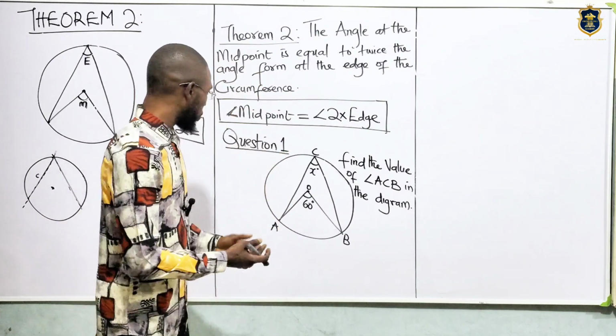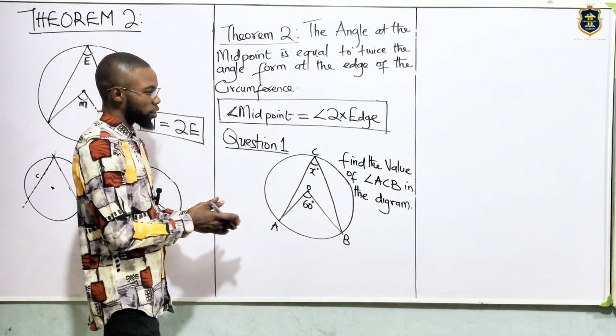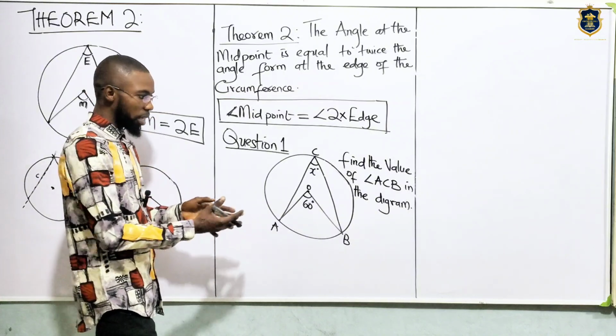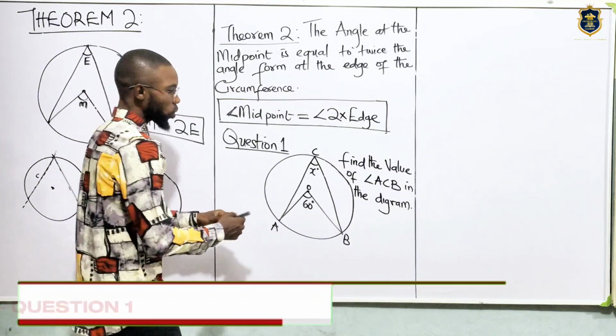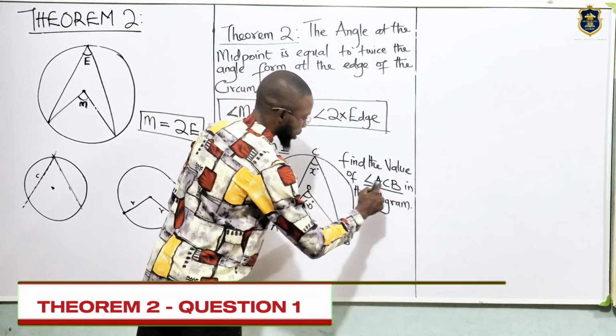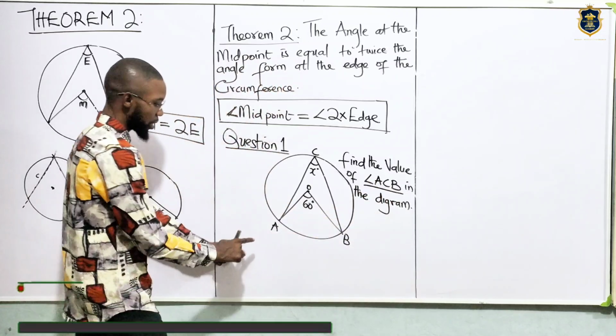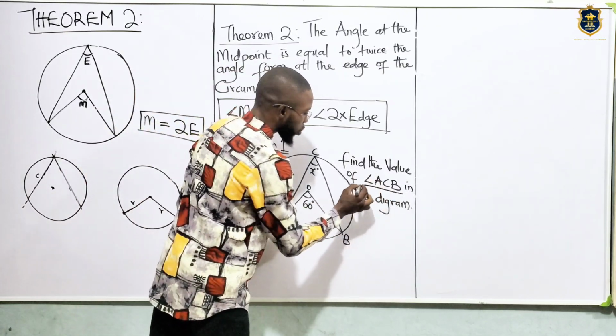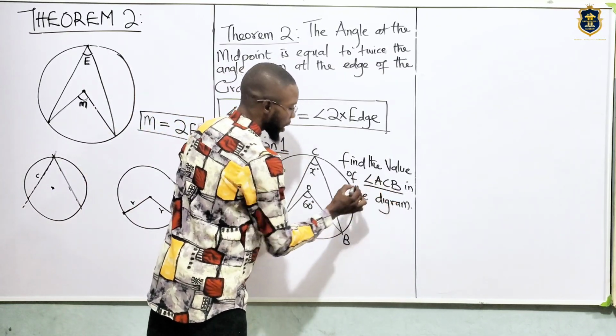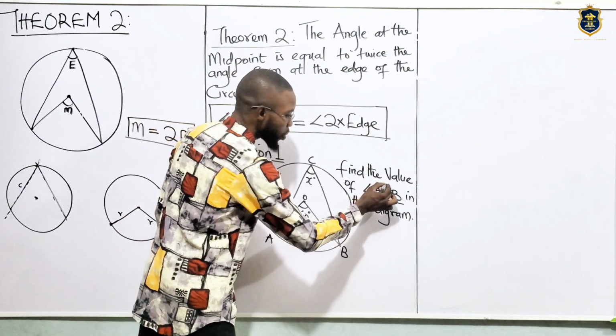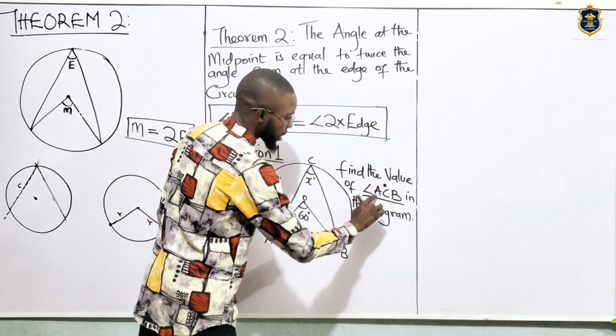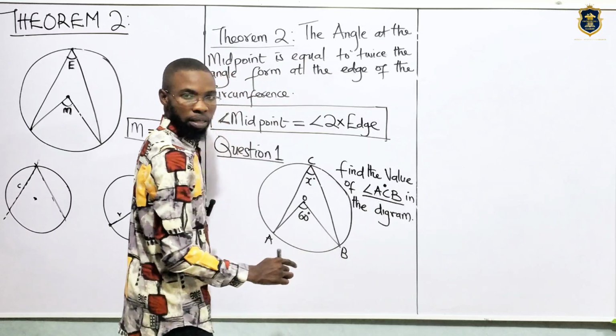Welcome guys. Question 1 says, find the value of angle ACB in the diagram. How do we know what this means? Let me try and explain. Angle ACB means angle A, the middle angle. When we have 3 letters here, the question is asking us to find the middle angle that A makes with B. Are you getting this?